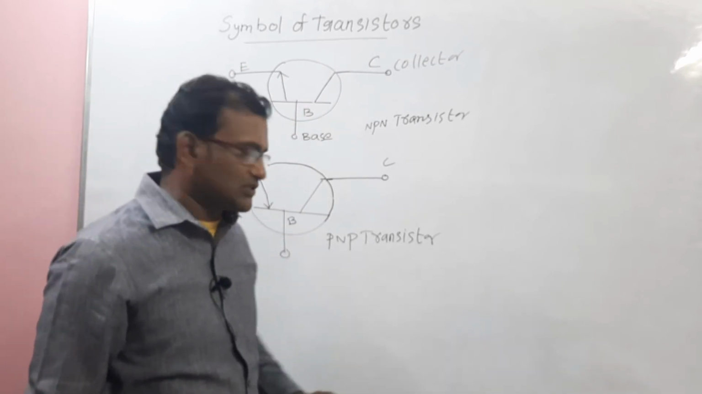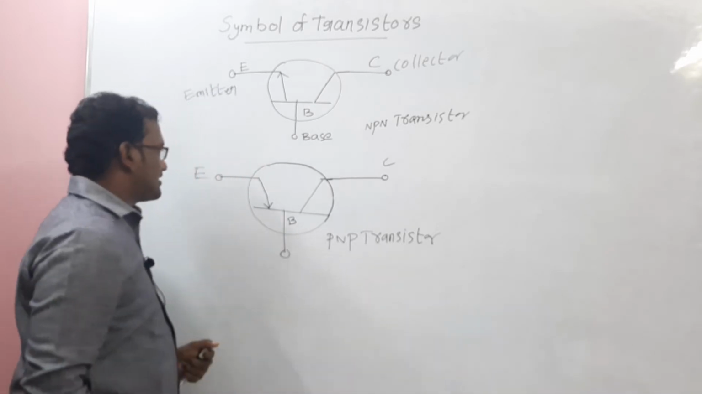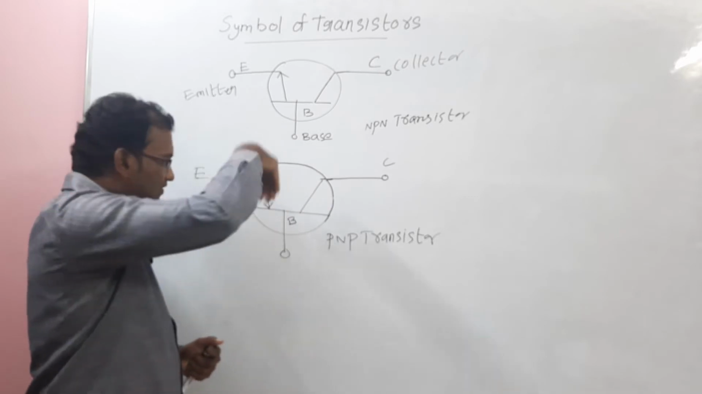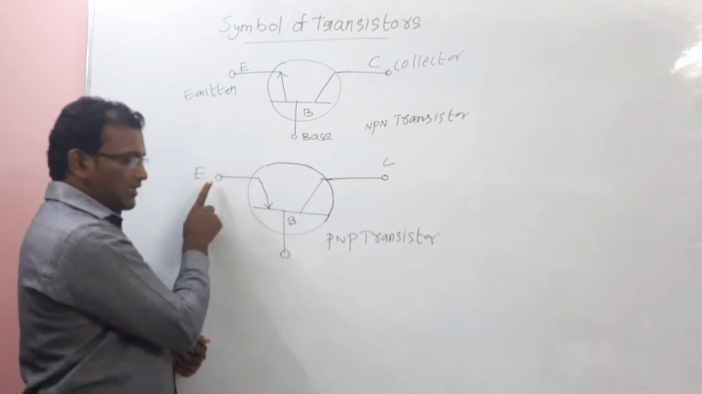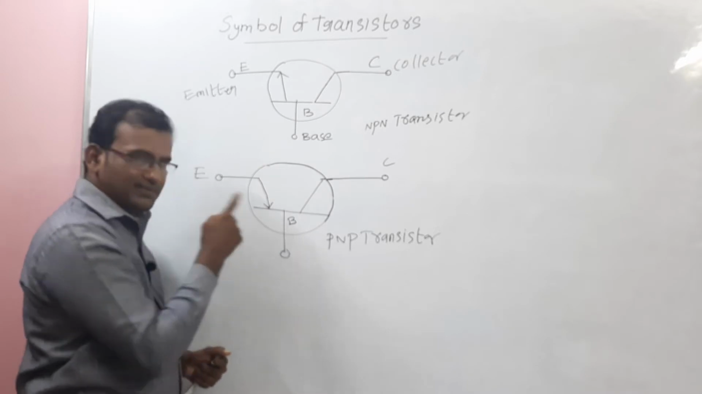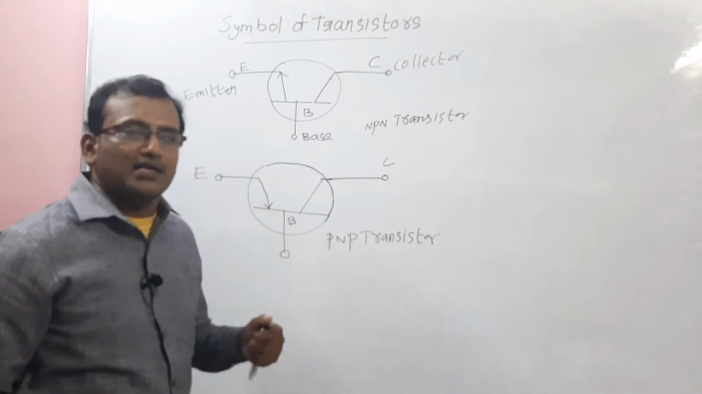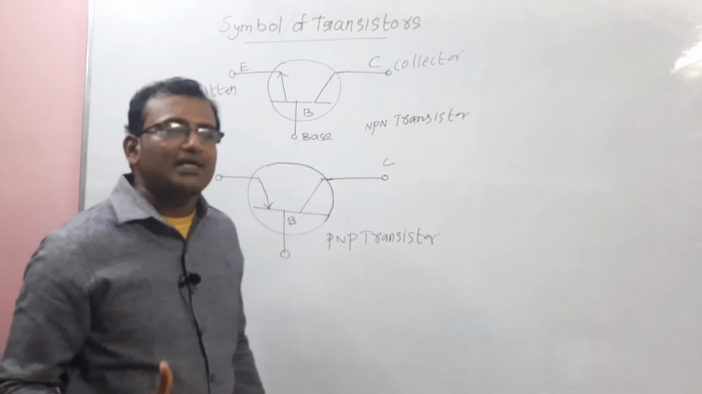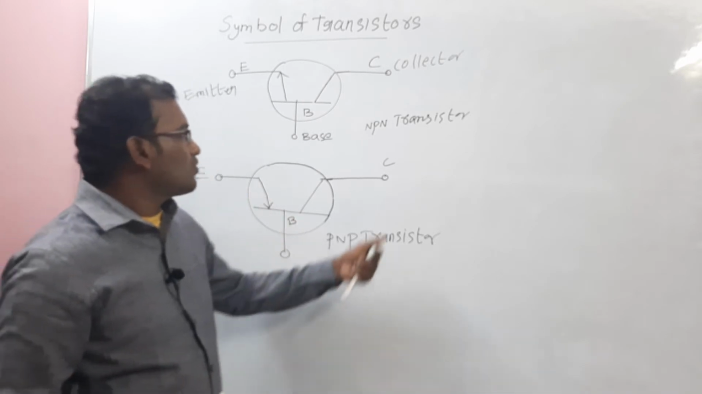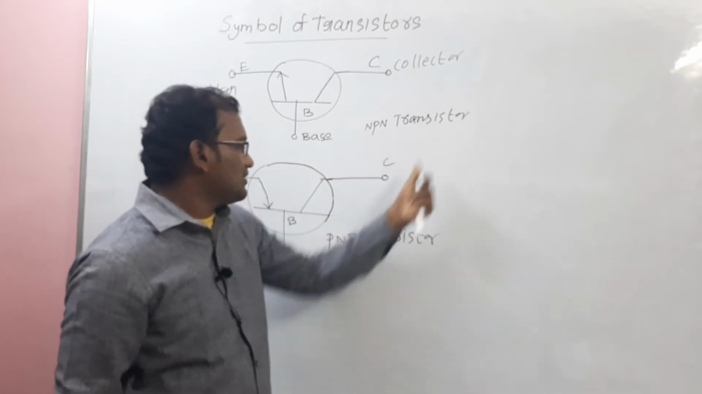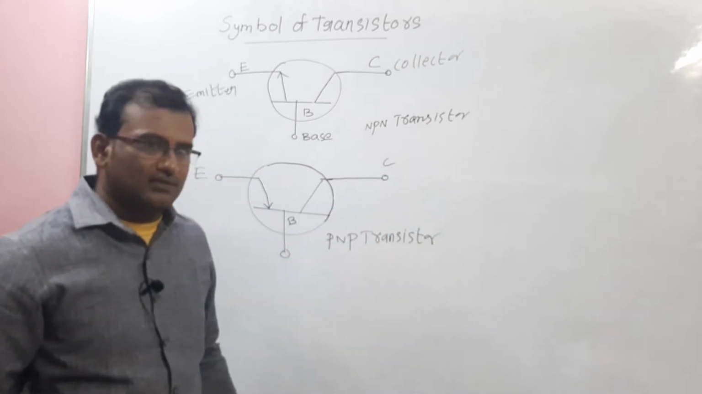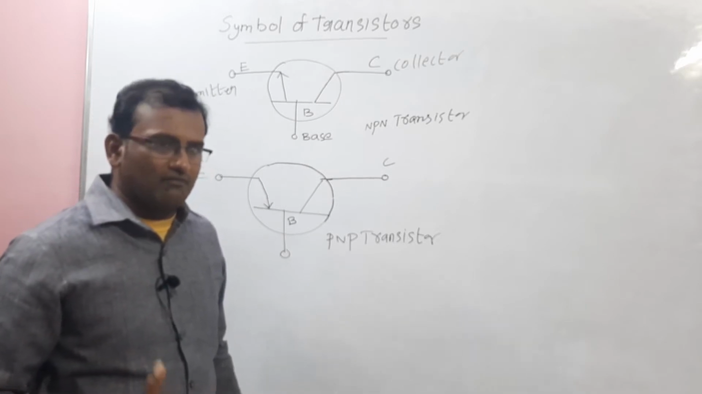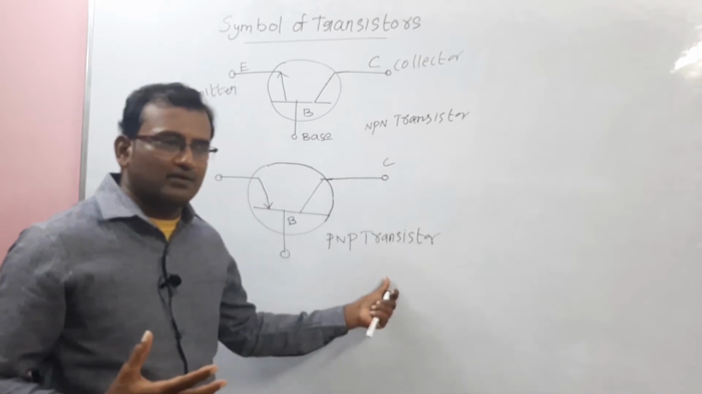Whereas in a PNP transistor, the arrow mark points inward. That is, the conventional current flows from emitter to base. That's why it is named a PNP transistor. Now, what is the difference between NPN and PNP in applications? Which one do they prefer, NPN or PNP?